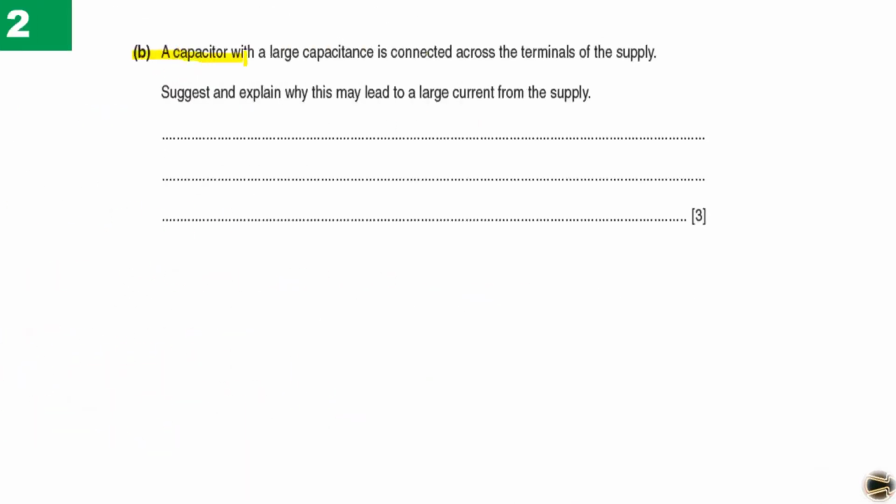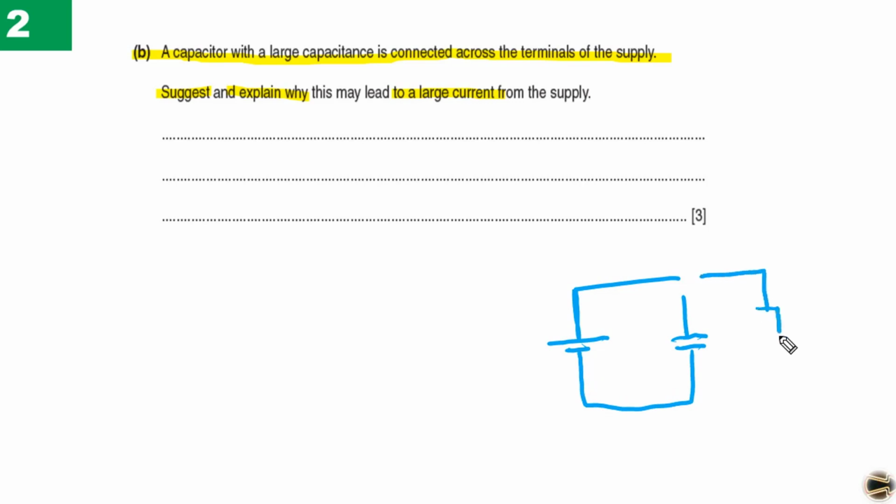For part B, a capacitor with a large capacitance is connected across the terminals of the power supply. We need to suggest and explain why there is a large current in the circuit. First of all, let's try to sketch based on the given information. There is a power supply and there is also one capacitor that is connected across the power supply, as you can see here. We can also attach one resistor across this capacitor, which will be used for discharging.